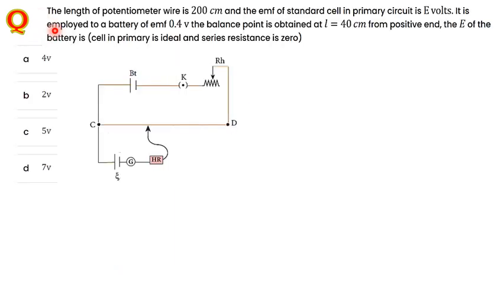Now, next question: the length of the potentiometer wire is 200 centimeter, and the EMF of the standard primary cell is E volt. It is employed with a battery of 0.4 volt, balanced at L equal to 40 centimeter. I just mentioned here that L is 40 centimeter up to this point, right?